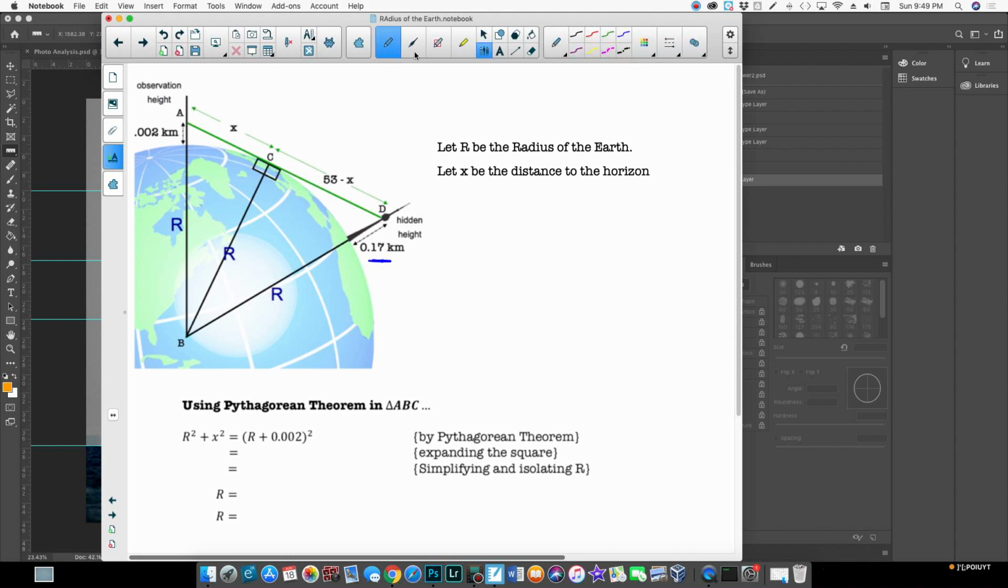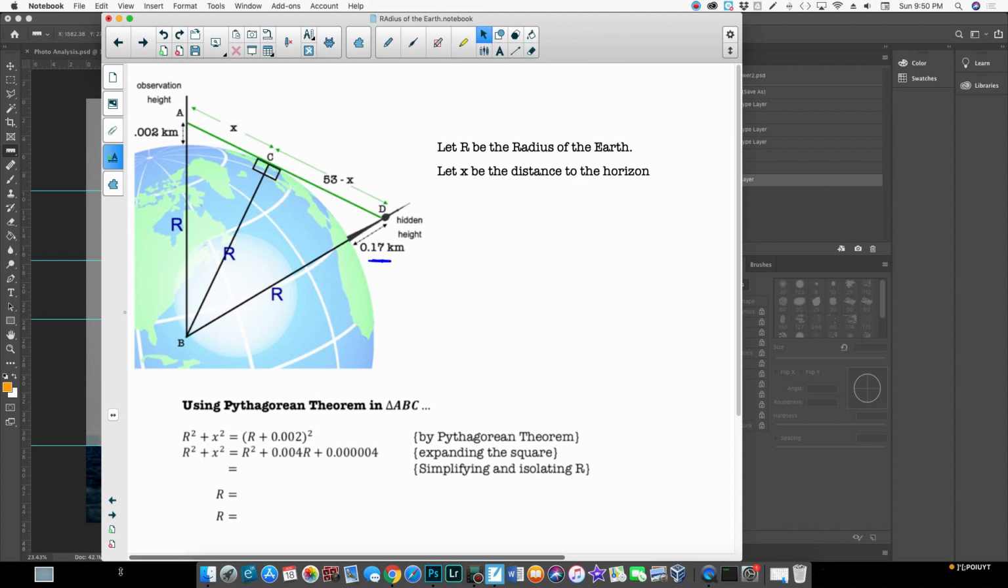Now I need to expand out this side. Now this squared here means that we have another bracket that's exactly the same, (r plus 0.002). And I'm going to use binomial expansion, sometimes called FOIL, to multiply these two brackets out. R times r will give me an r squared. R times 0.002 and 0.002 times r, those two things are going to give me 0.004r. And then 0.002 times 0.002 is going to give me 0.00004. So once I've got that expanded out, this is what it's going to look like.